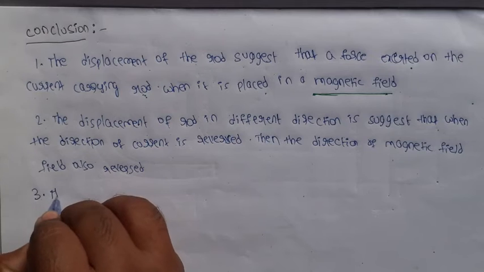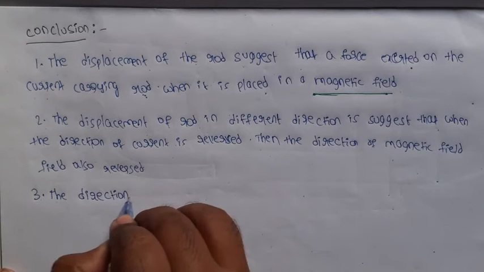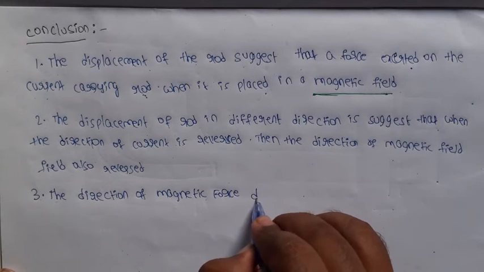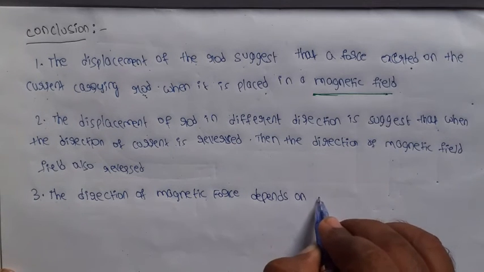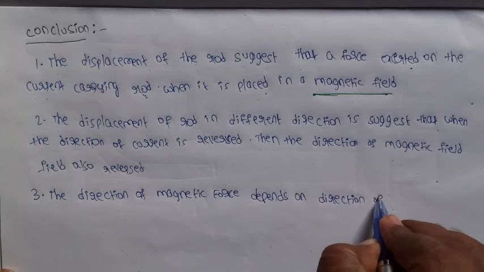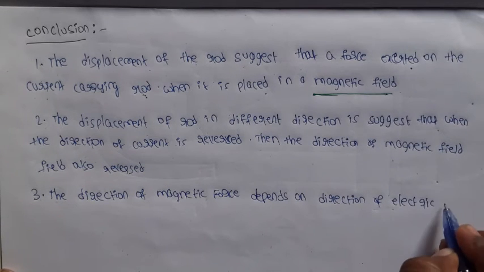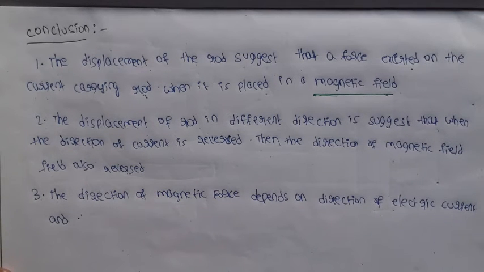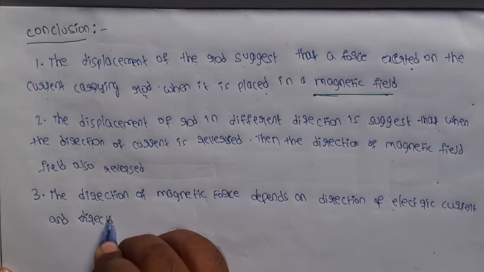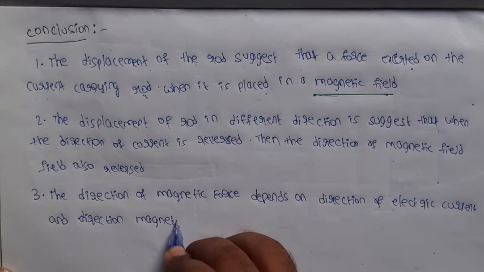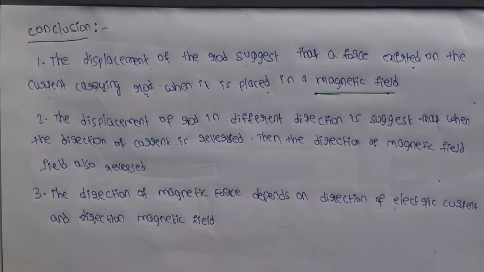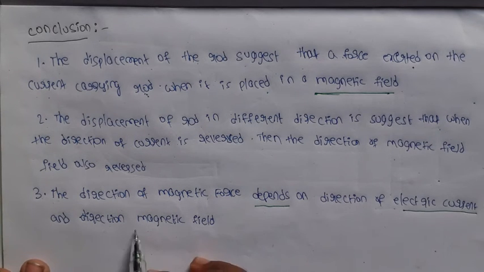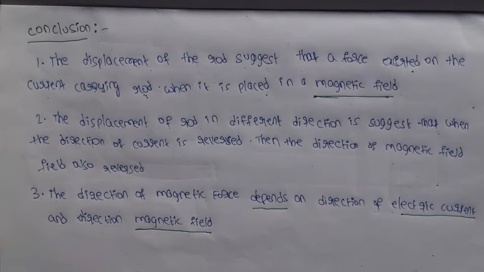Next point, the direction of magnetic force depends on the direction of electric current and the direction of the magnetic field.